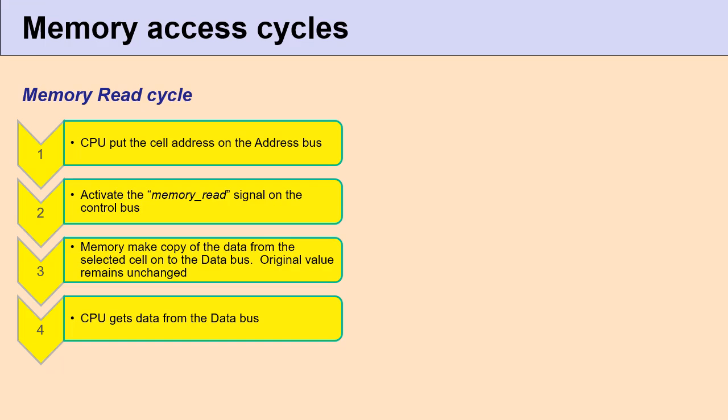So the memory read cycle has four steps. First, the CPU sets the address on the address bus. Then the CPU activates the memory read signal to the memory. Then the memory will copy the content of that memory cell into the data bus, and the CPU will pick the value from the data bus. And for that purpose, since the data is going from memory to the CPU, the CPU should configure the data bus to receive data and the memory to send that data.